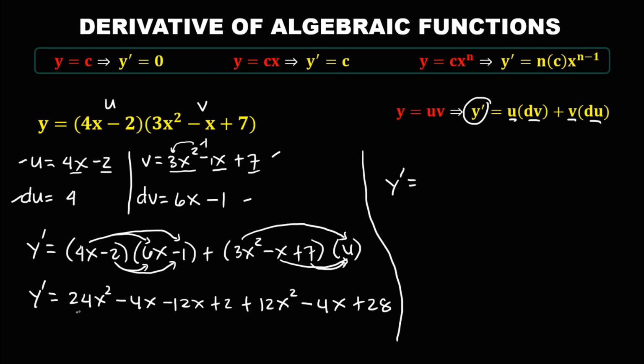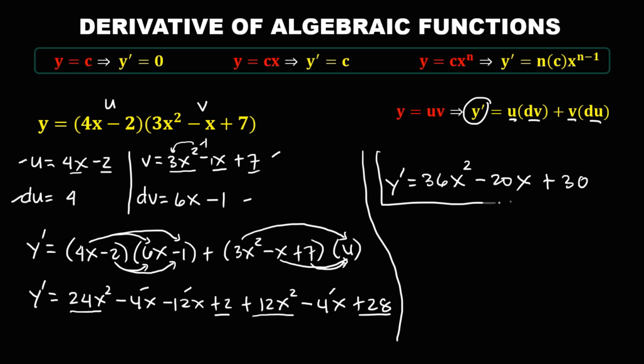Then to simplify, combine like terms. So y prime equals this 24x squared and 12x squared. This is 36x to the power 2. Then this negative 4x and negative 12x, that's negative 16x, and also negative 4x. So this is negative 20x. And positive 2, positive 28, that's positive 30. So this is now the derivative.